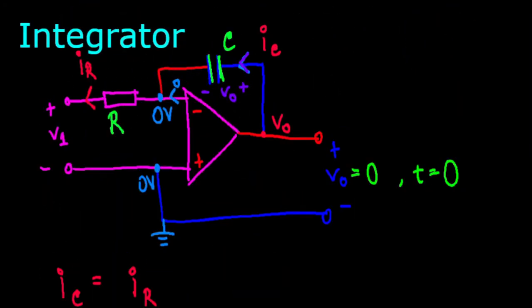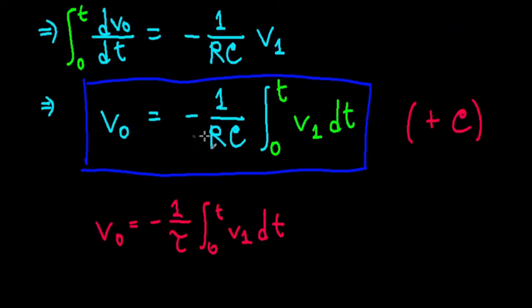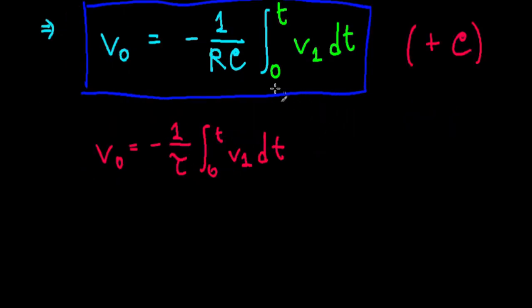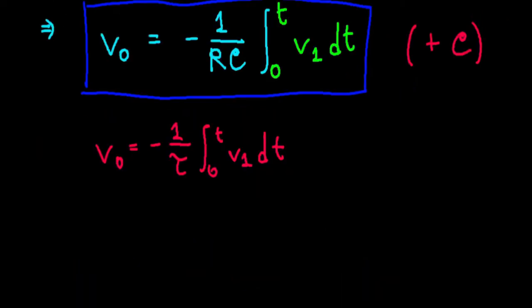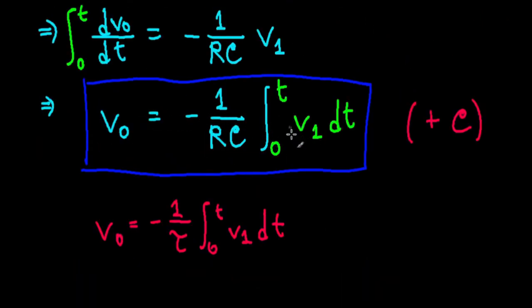But that aside, there's one really important thing about this formula: it does exactly the opposite of what the differentiator formula does. It might sound obvious, because the differentiator differentiates and this one integrates, but there's more to it. The differentiator formula differentiates your supply and then multiplies by negative RC. This one integrates your supply and then multiplies by negative 1 by RC.